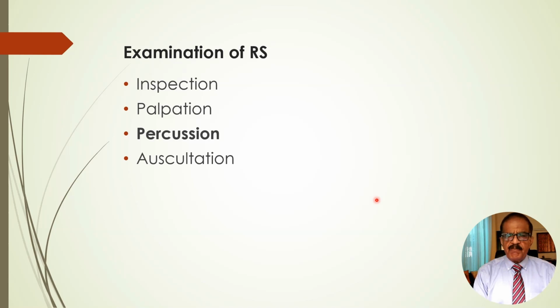Now is the percussion. Percussion is very important because it has a very interesting physics behind it. And what is the physics? When you strike some body organ, it produces a sound, and that sound is dependent on the nature of the structure underneath. For example, if you strike your thigh, that would produce a tone that is called dull. Now, if you percuss over a big gas bubble in the stomach, the kind of sound you hear is called tympanic.